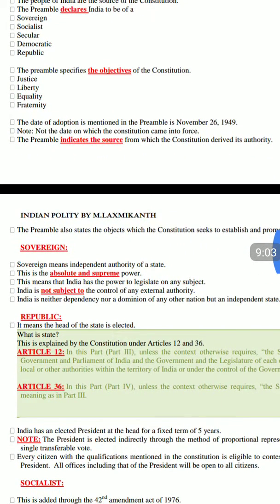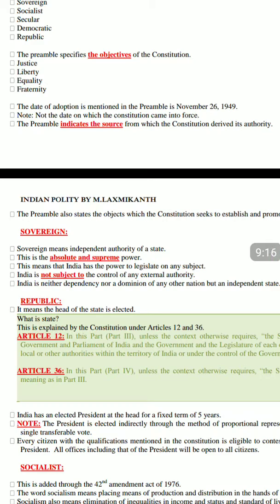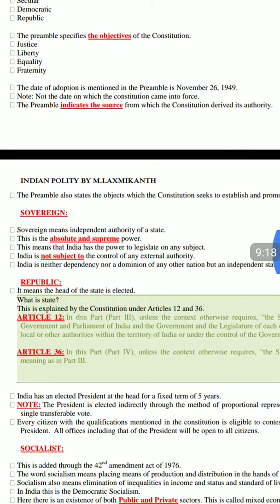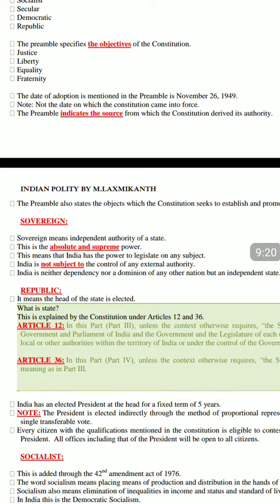So, sovereign. What does sovereign mean? Sovereign means the independent authority of the state. It is the absolute and supreme power. This means that India has the power to legislate on any subject, and it is not subject to the control of any external authority. In a republic, the head of the state is elected.